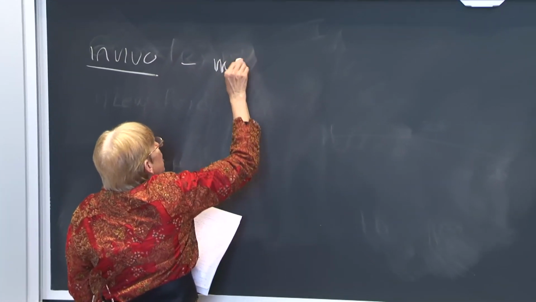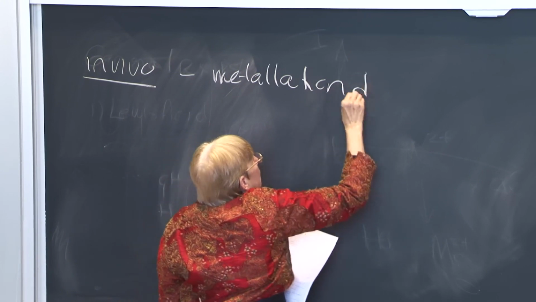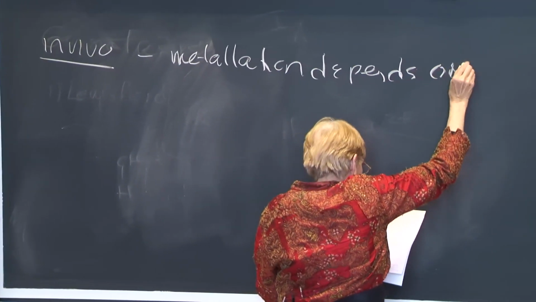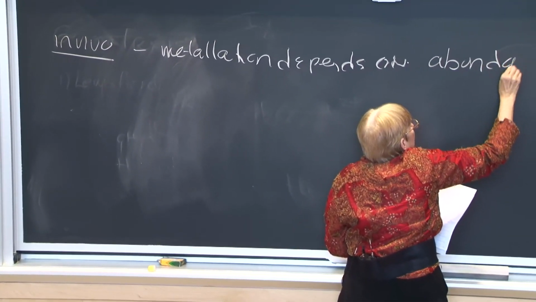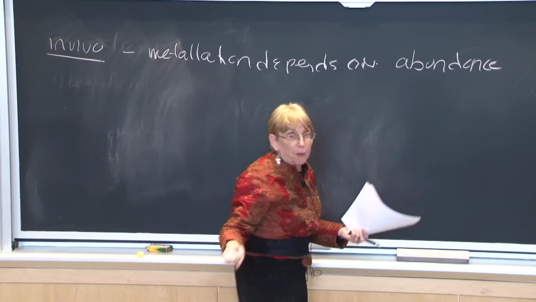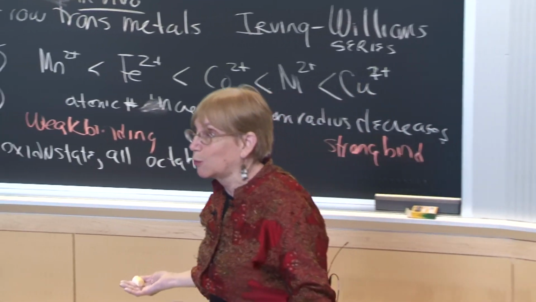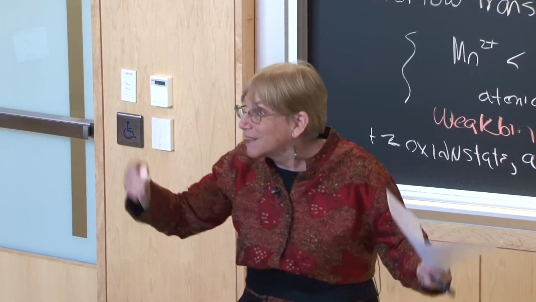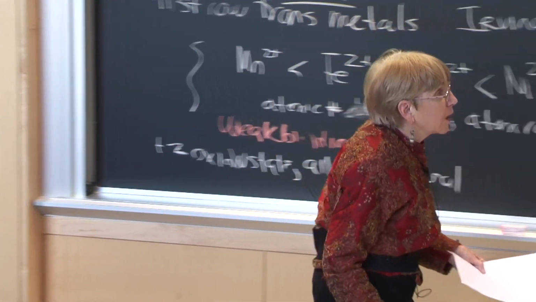In vivo metallation depends on abundance. Can we control abundance? Absolutely, we can control abundance. You've already seen with cholesterol, you control abundance with transcription factors. That's one way. There are many ways we're going to see. That's one of 2 general ways that iron is controlled.